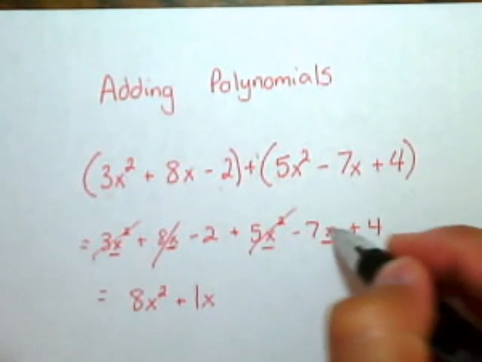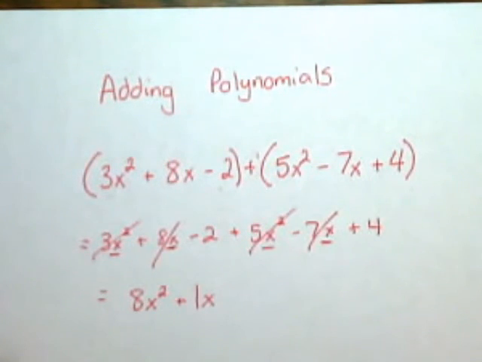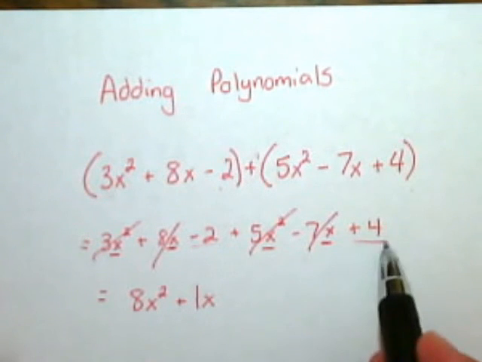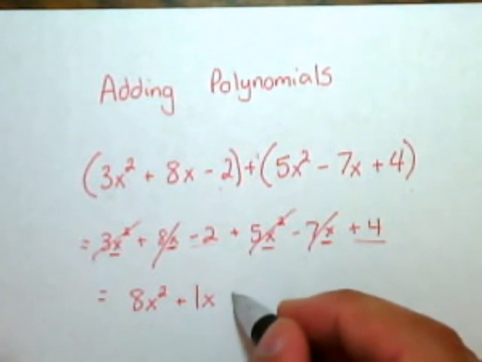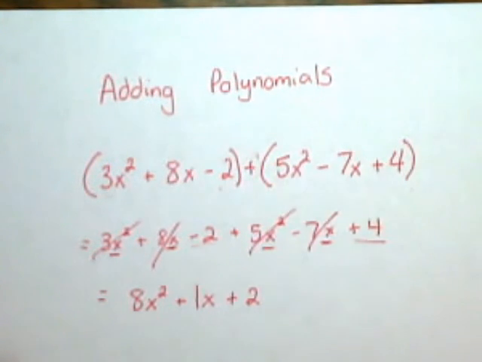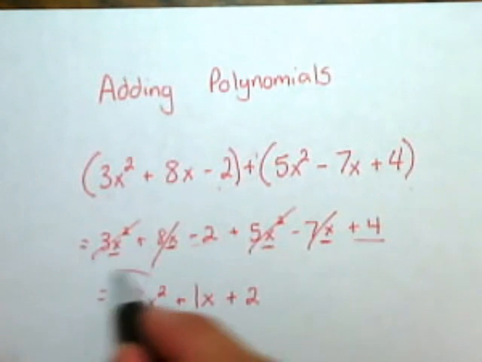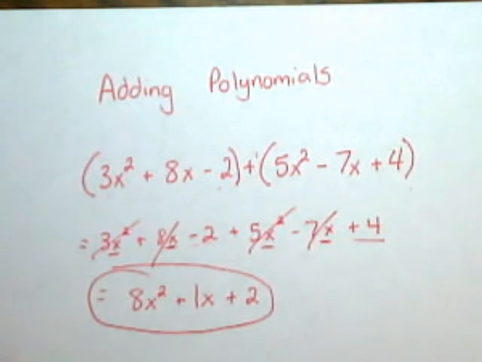So those two are gone. Now I look at my last like term, which are my two constants. I have a negative 2 and a positive 4. You combine them, you get a positive 2. Negative 2 plus 4 gives you a positive 2. And that would be our final answer for adding polynomials.